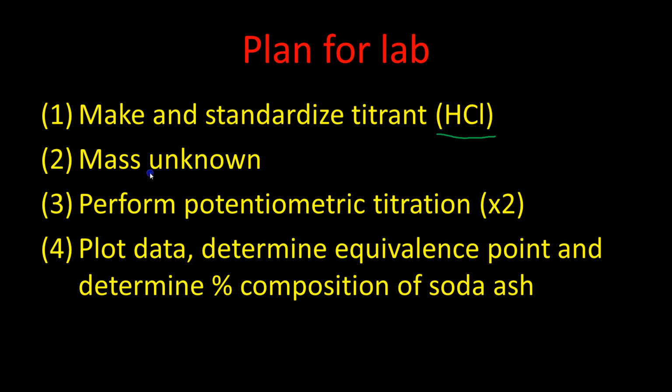Then I'm going to give you an unknown. You're going to measure that mass by difference like you've done before, and then you're going to perform the potentiometric titration. This part is going to take a long time, because it takes a long time for the pH meters to stabilize every time, since you're going to want to make a pH measurement at every point along your titration. After that, you're going to have your data, and you're going to bring it back, put it in an Excel spreadsheet, plot it, do those derivative plots, and determine the equivalence points.